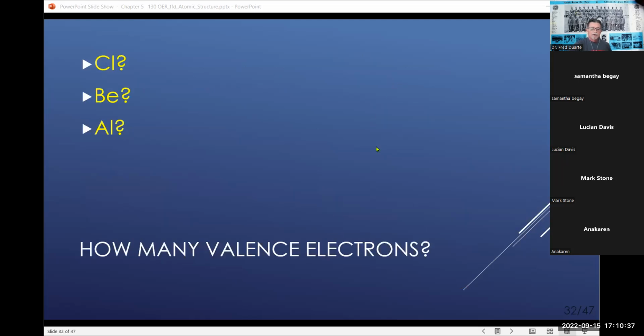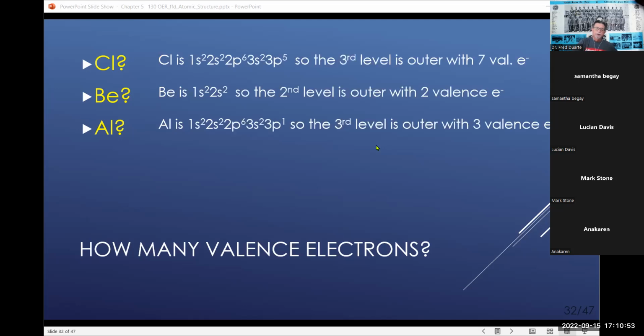The question here says, how many valence electrons? You don't have to memorize them, because you simply need to find out what group it's in on the periodic table. We'll find that chlorine is in group 7, and so there are 7 valence electrons.